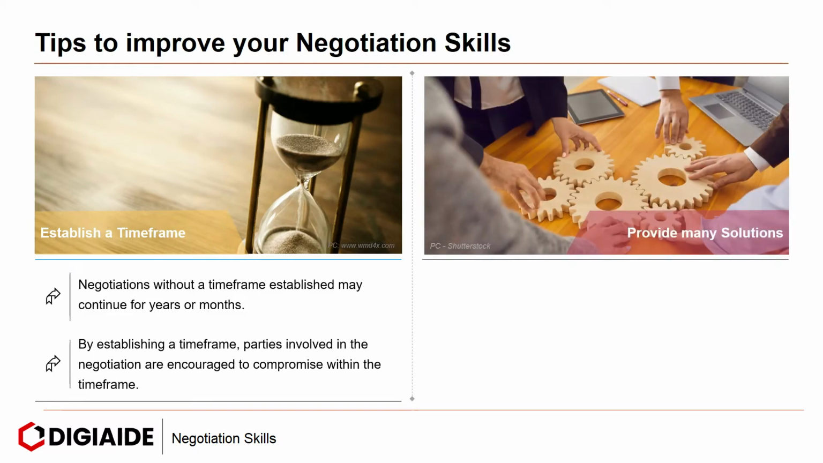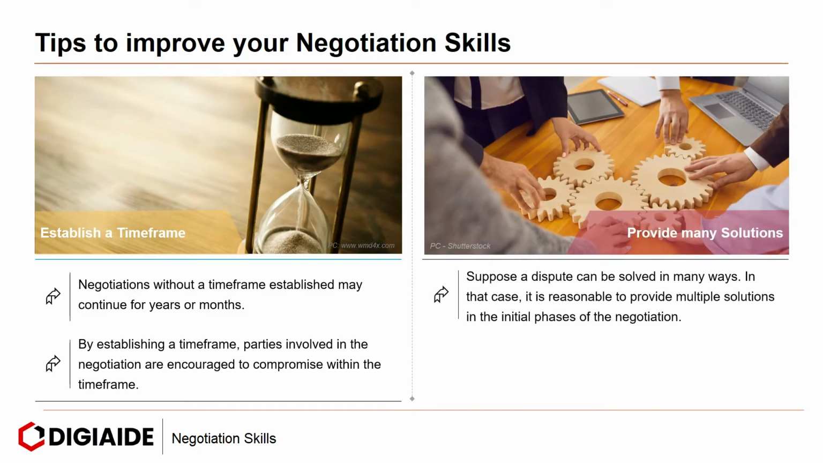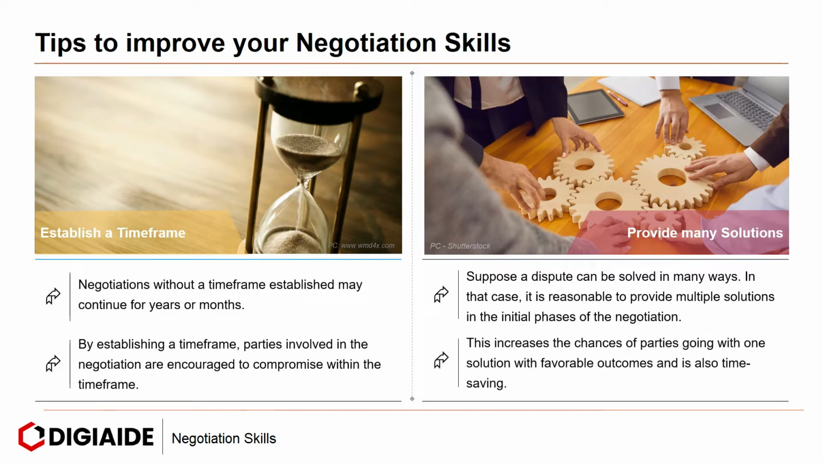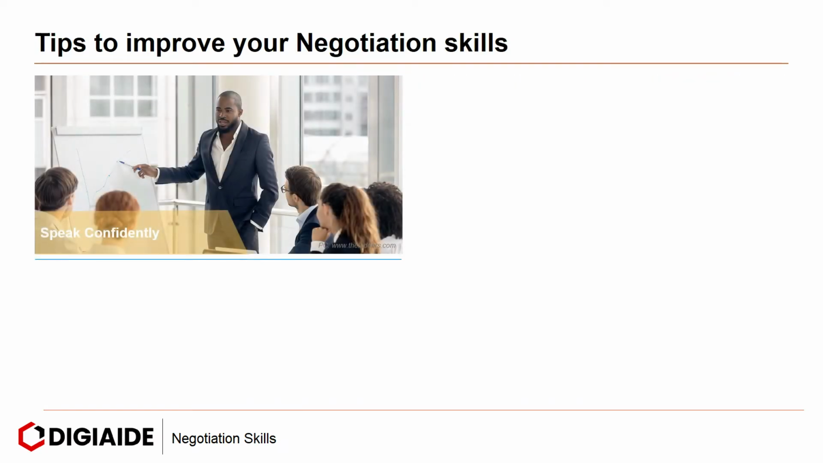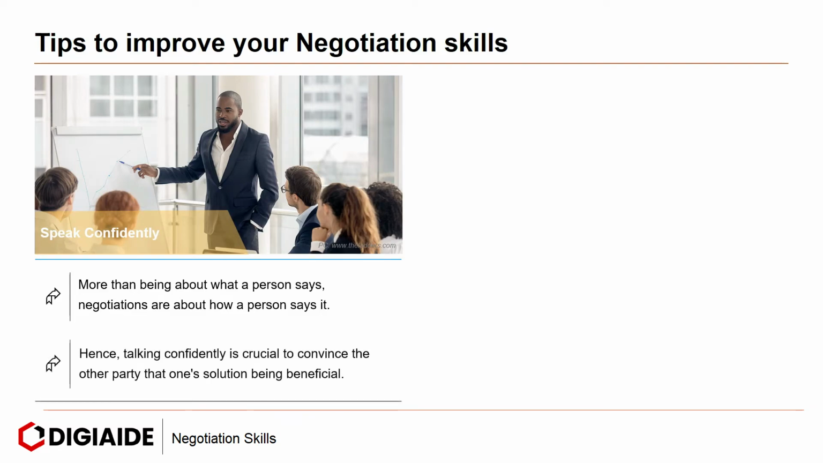Next, provide many solutions. Suppose a dispute can be solved in many ways. In that case, it is reasonable to provide multiple solutions in the initial phases of the negotiation. This increases the chances of parties going with one solution with favorable outcomes and is also time saving. Next, speak confidently. More than being about what a person says, negotiations are about how a person says it. Hence, talking confidently is crucial to convince the other party that one solution is beneficial.